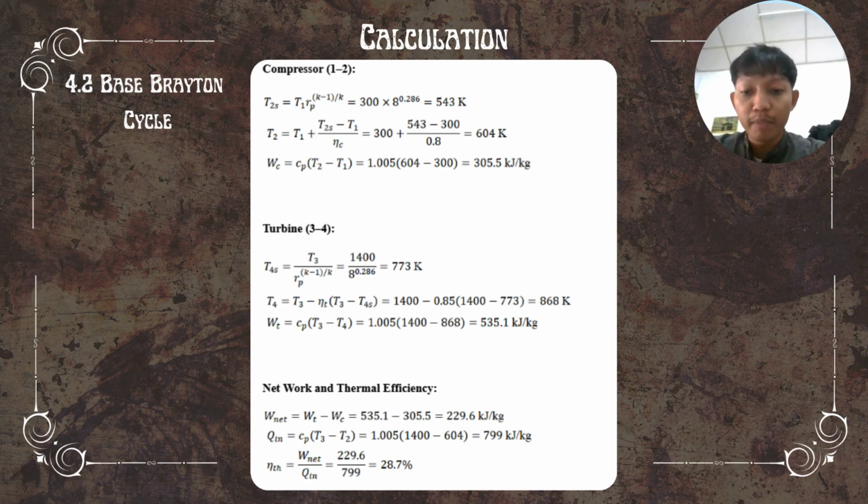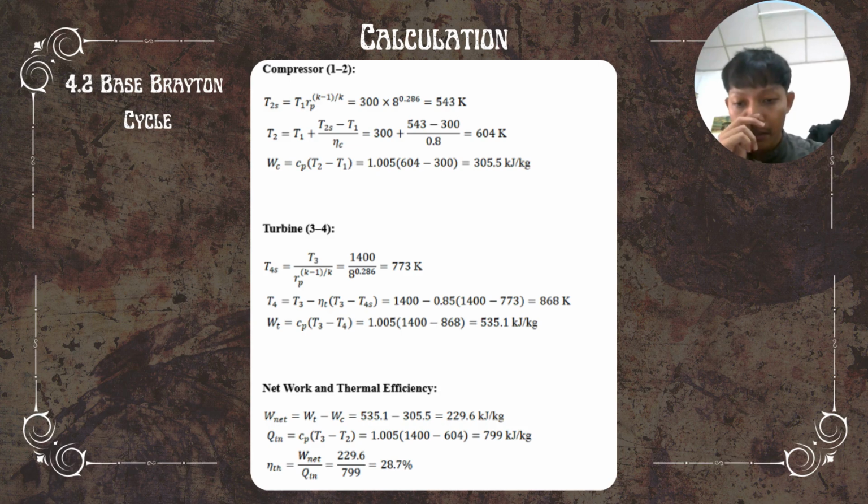Alright, next I will explain the base Brayton cycle calculation, which serves as our reference case. First, we analyze the compression process from state 1 to state 2. Using the pressure ratio and compressor isentropic efficiency, the actual outlet temperature of the compressor is calculated. From this, the compressor work input is obtained.